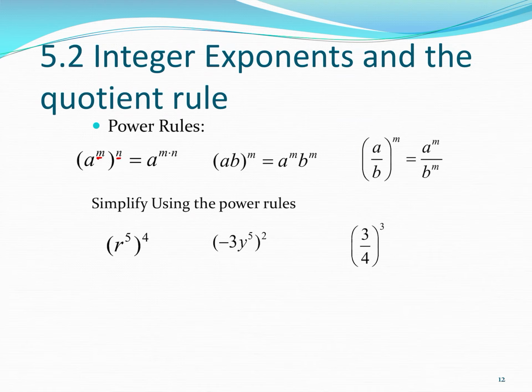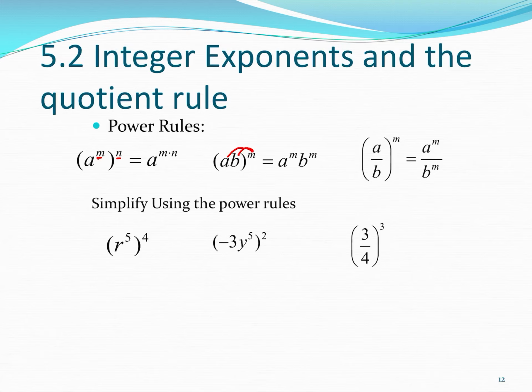Section 5.2 deals with the power rules. And so the first one we said we're going to refer to as a power to a power, because if you have an exponent and that's raised to another exponent, then this rule says that we'll keep our base and we'll multiply those exponents. And again, we've seen that in multiple problems already.